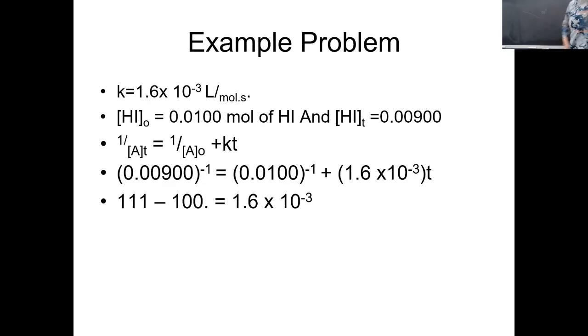Okay, so for my reciprocals, I get 111 and 100. Is that what you got for your reciprocals? Okay, so I subtract those and I'm basically getting 11. Okay, so 11 is equal to 1.6 times 10 to the minus 3, and I left off a t there. Obviously, that's not a true statement if I don't put the t in, so let's do that.